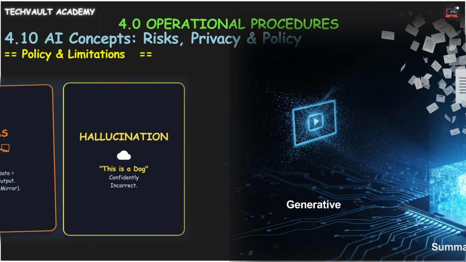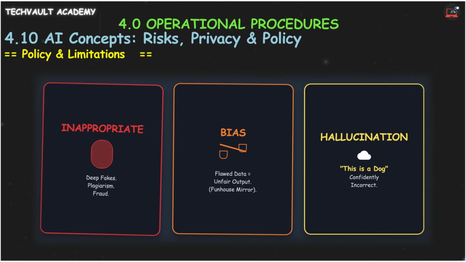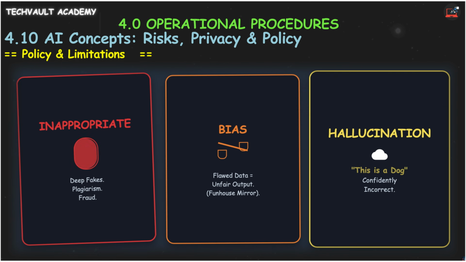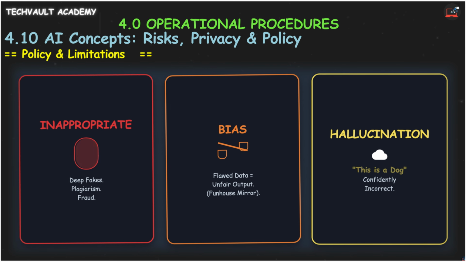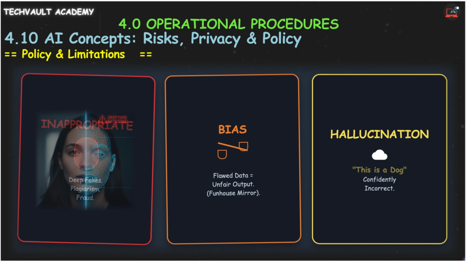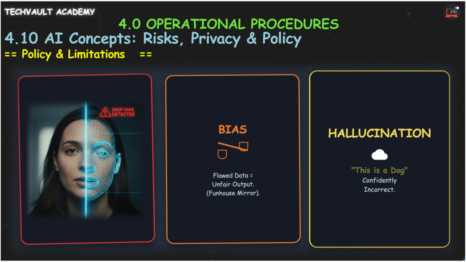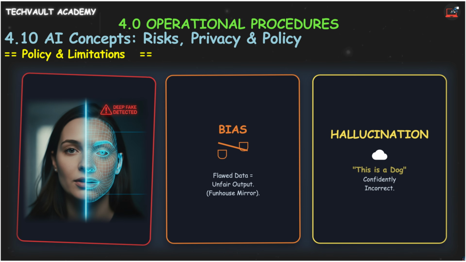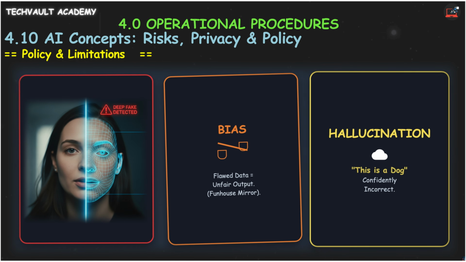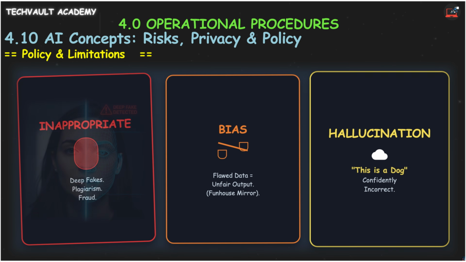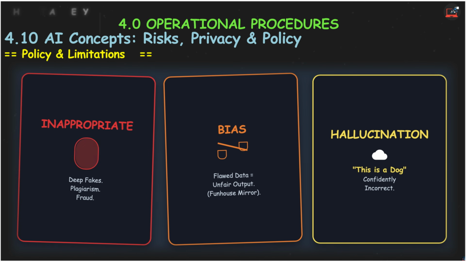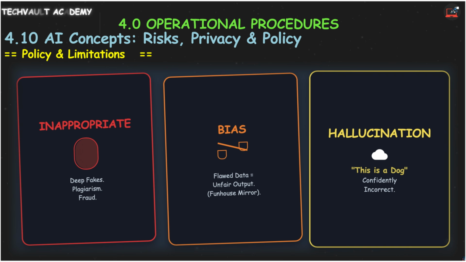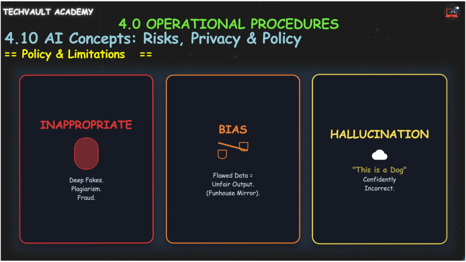But AI has a dark side. You must understand the policies around inappropriate use. The most dangerous is fraud, specifically deep fakes, where AI impersonates a real person. There is also plagiarism, where students use AI to write papers without citation. And ignorant code, where developers generate application code they don't understand, potentially introducing bugs or vulnerabilities.